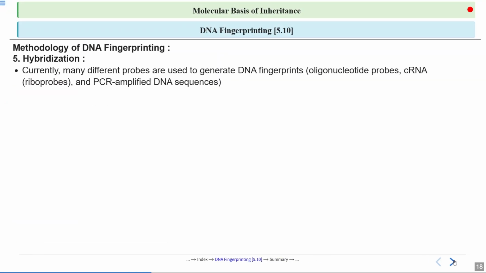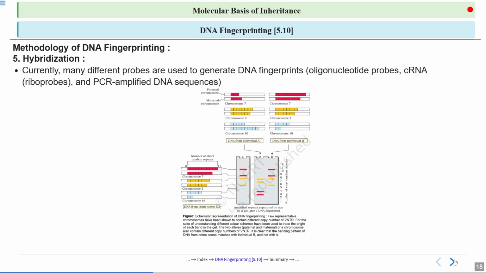Now, what happened? Hybridization. Currently, many different probes are used to generate DNA fingerprints, that is, oligonucleotide probes, cRNA probes, what we call ribo probes, and PCR amplified DNA sequence, and many more. But we have studied that VNTRs are what were mostly used earlier.